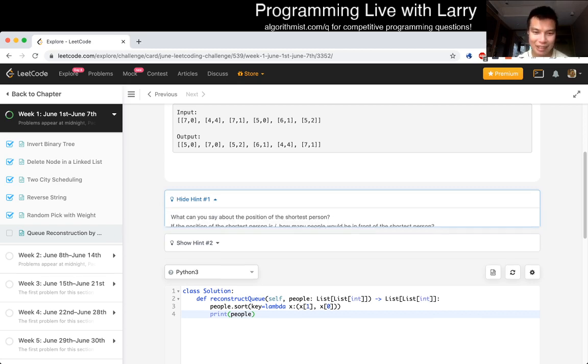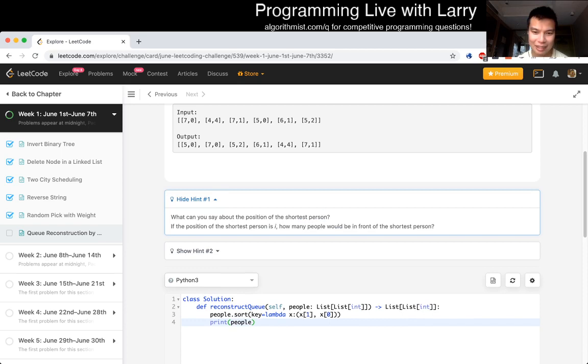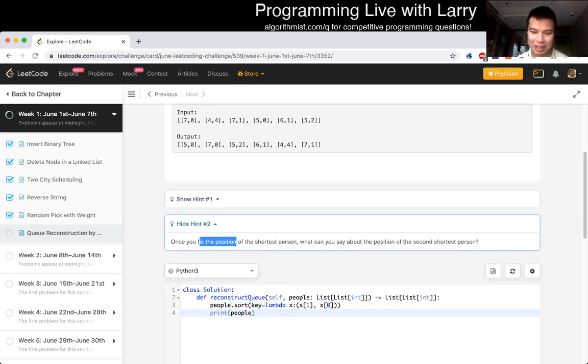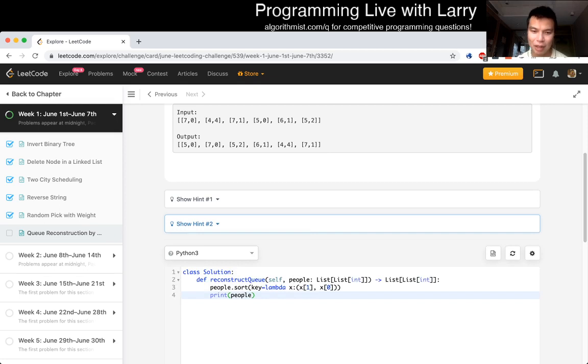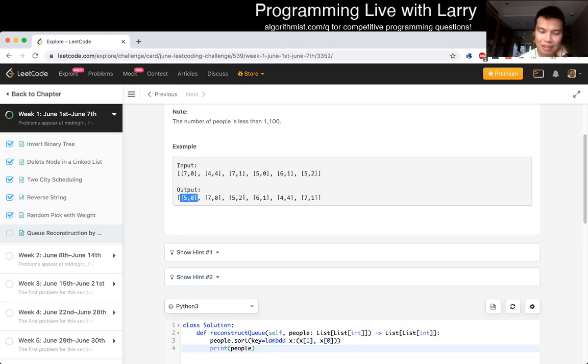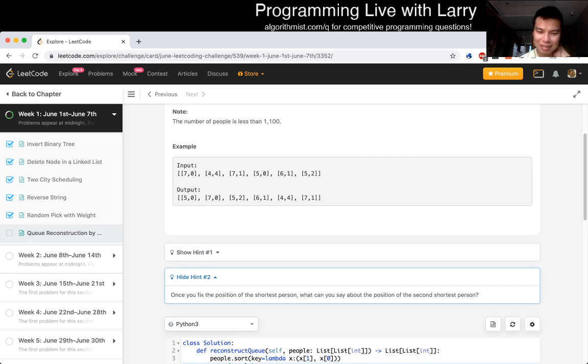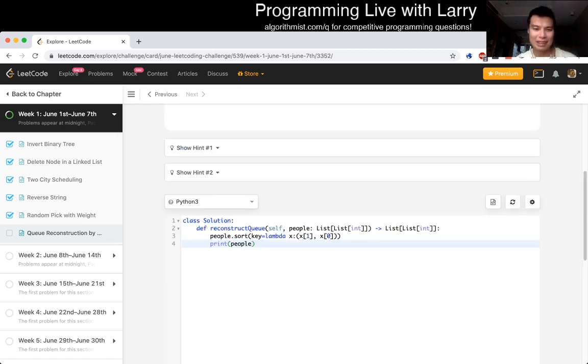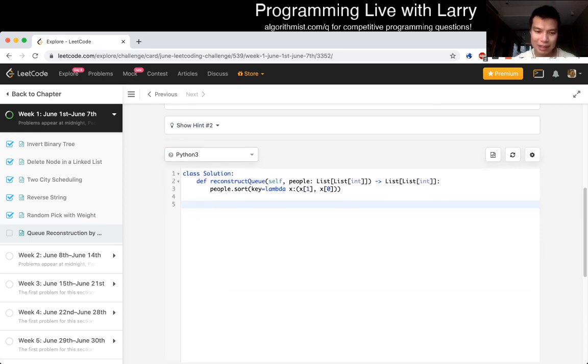So let's see. What can you say about the position of the shortest person? Okay, we did that. Once you fix the position, I guess that's what we said. Oh wait, no, that's not true. What can we say about the position of the second shortest person? Okay, so let's say we have 5, 0. The second shortest person is here. So that means 6, 1. That means that, I don't know. I don't know if that hint helps more than it already does. So maybe we'll look at the discussion forum afterwards together. I do want to figure it out, but that's fine.